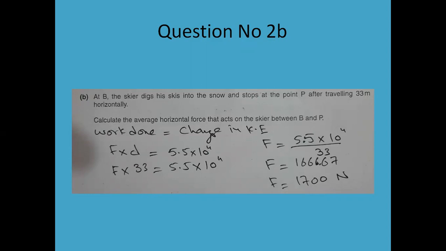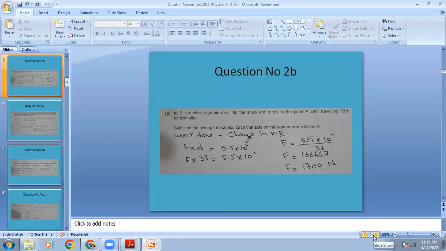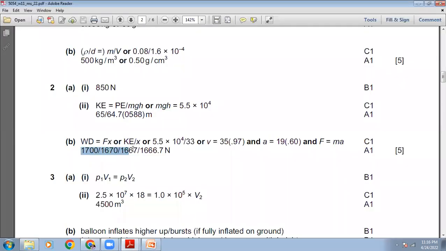D is 33, and I need to find out how much is the force. So F will be equal to 5.5 × 10^4 divided by 33, and it will be 1666.67. If you round it off to two significant figures, it will be 1700 newtons. So our answer is 1700 newtons, or you can say 1666. So let's check. Our answers are right.